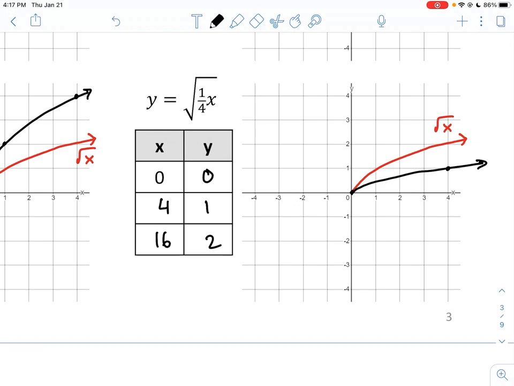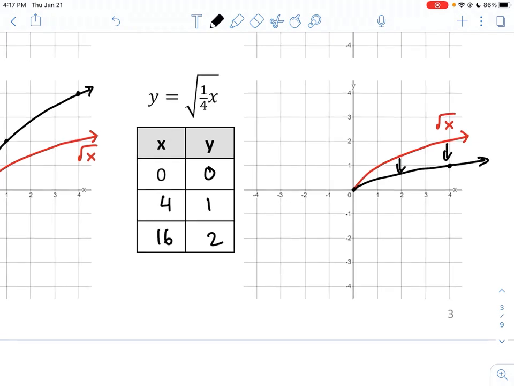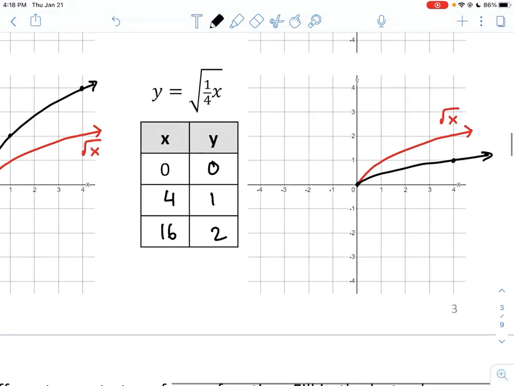Now, it looks like the graph has actually been compressed vertically. What's really happening is that the distances from the y-axis have been quadrupled. Let's look at y equals 1. The red graph was 1 unit away from the y-axis, and after the transformation, we're now 4 units away. But because of the rules of radicals, you can rewrite this as radical 1 quarter times radical x.